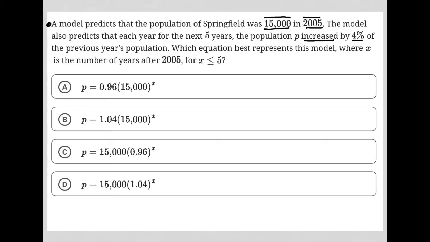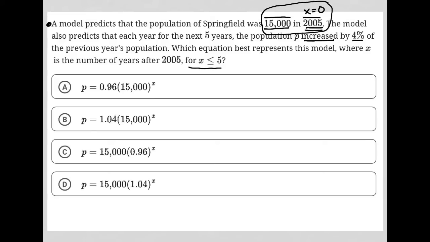Okay, well, 2005 was mentioned up here. If X is a number of years after 2005, that means in 2005, X was equal to 0. That's important to know. All right, so for X less than or equal to 5. Okay, so we're not getting too far beyond 5 years after 2005. All right, so what do I know? I like, again, to use this information.